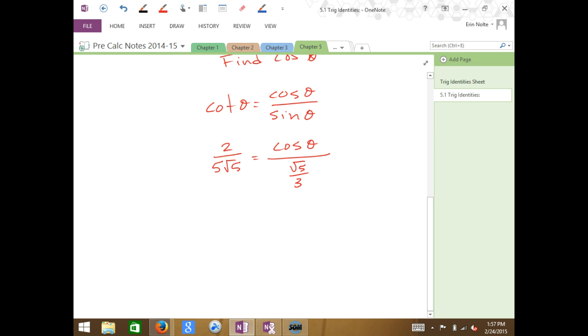All I'm going to do is see the part where I have cosine over that fraction. If I have cosine being divided by something, how can I send it to the other side? Multiply. I'm simply going to multiply both sides by the square root of 5 over 3. That sends it to the other side. Now on the left-hand side, what do you notice? Good, the square roots cancel. And then what do I have left on the top? 2 over 15. Good. That is the value of the cosine.